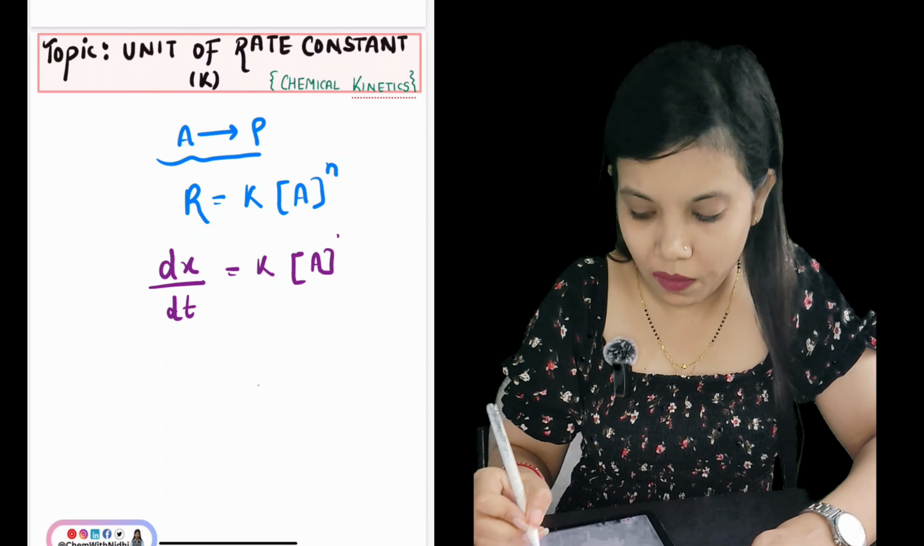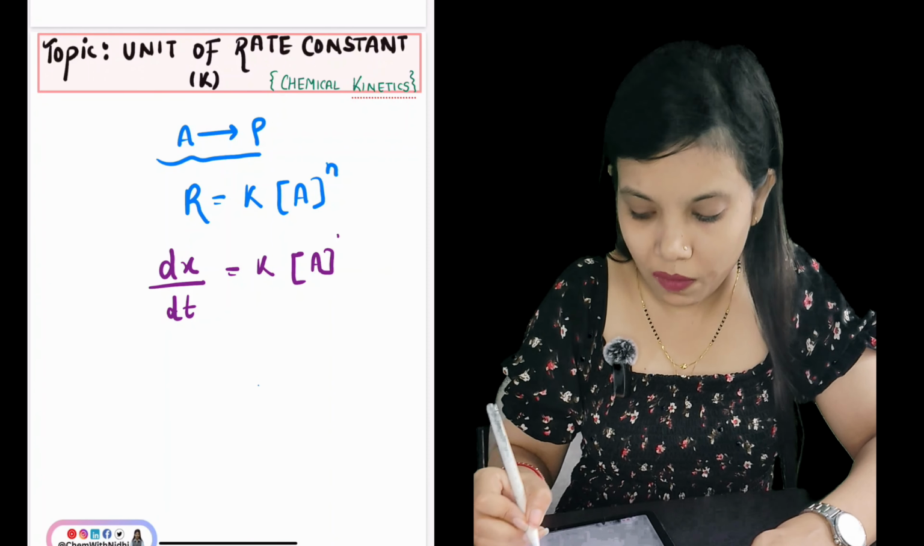Now, when you take this in the numerator, what can we write? We can write mole raised to 1 minus N, liter raised to N minus 1, second inverse for the unit of rate constant. So basically, this is the general formula for calculating the unit of rate constant of any order.